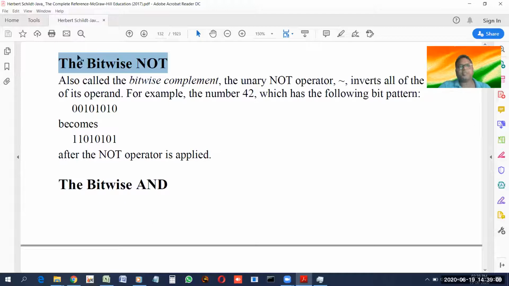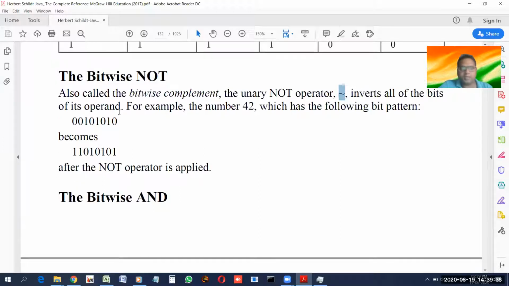So let us now see the first operator, which is the bitwise NOT operator, also called bitwise complement. Yes, the word complement is there. The complement of 1 is 0, and the complement of 0 is 1. And the operator is called tilde. This symbol, which you may find on your keyboard, represents the bitwise NOT operator.